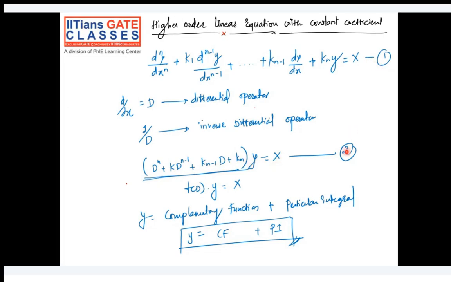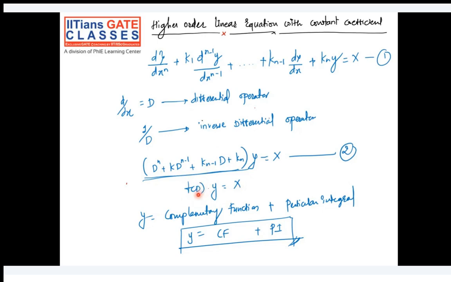The meaning of capital D here is the differential operator. What is 1 upon D? 1 upon D is the integral, the inverse differential operator. It means integration. So ultimately f of D times y is equal to X is how your higher order linear equation will look. F of D means function of derivatives.